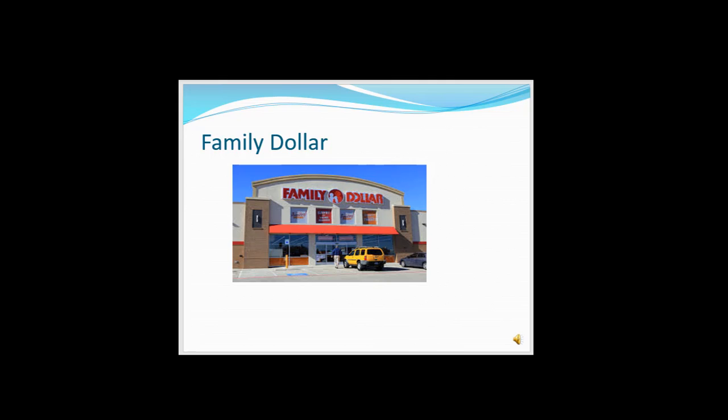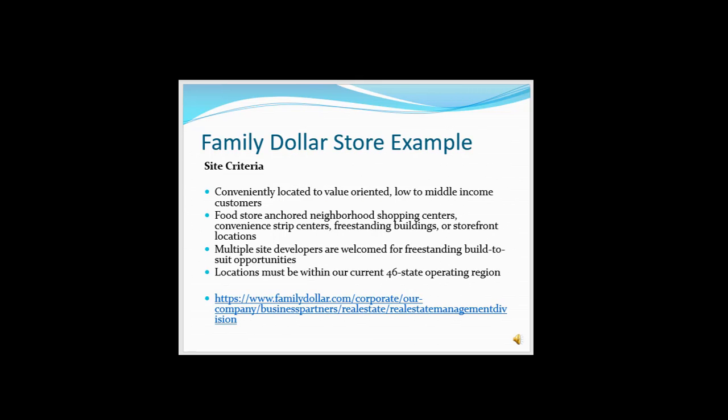So I'm going to take a look at 2 competing stores by 2 different companies that sell basically the same type of goods. The first one is Family Dollar, and this is one of their newer pictures of what the exterior building looks like. Their site criteria, listed on their website, is conveniently located to value-oriented, low to middle income customers. They would like to be with a food store anchored neighborhood shopping centers. They like to be in convenience strip centers, freestanding buildings, or storefront locations.